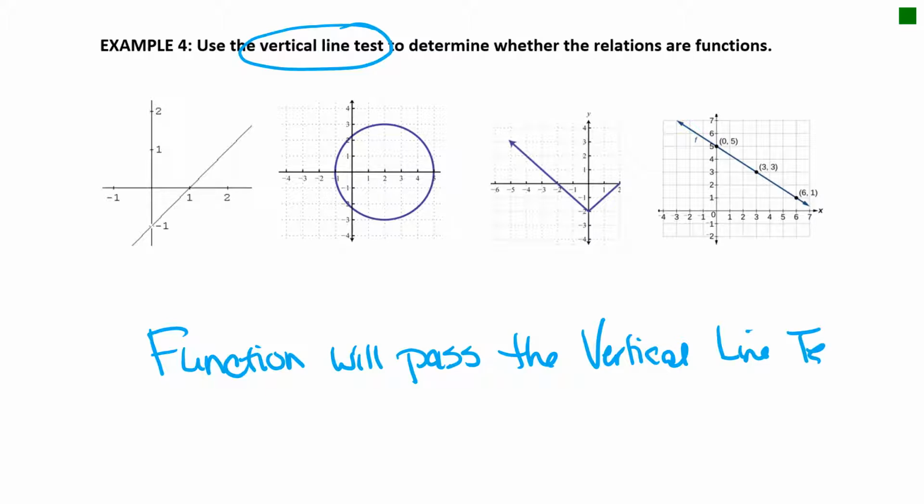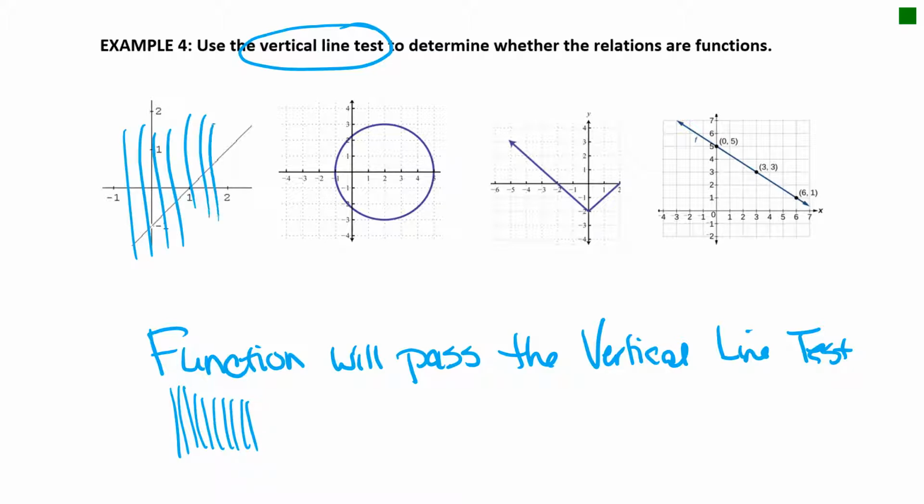So what this means is if you had a piece of spaghetti or a pencil and you started with your pencil or your spaghetti vertical like that and you just kept running it through the graph, it would never touch the graph twice. So look at this. Do any one of those vertical lines touch the graph twice? No. This is a function.